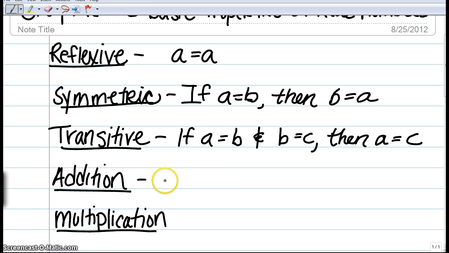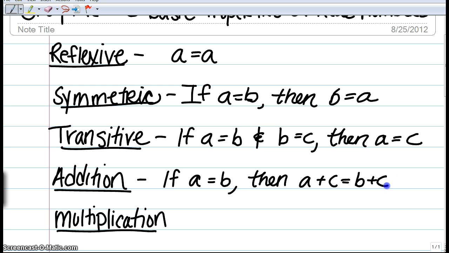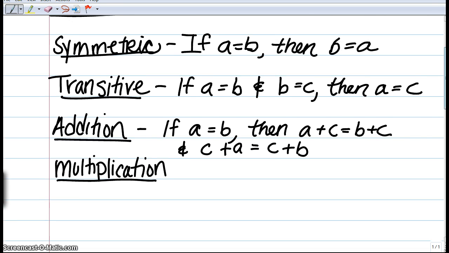Addition is if A equals B, then A plus C equals B plus C, and C plus A equals C plus B. So basically, if A and B are equal, you can add anything to both sides and they will still be the same. So if you add the same number to both sides, then it would be the same. And that's the addition property.